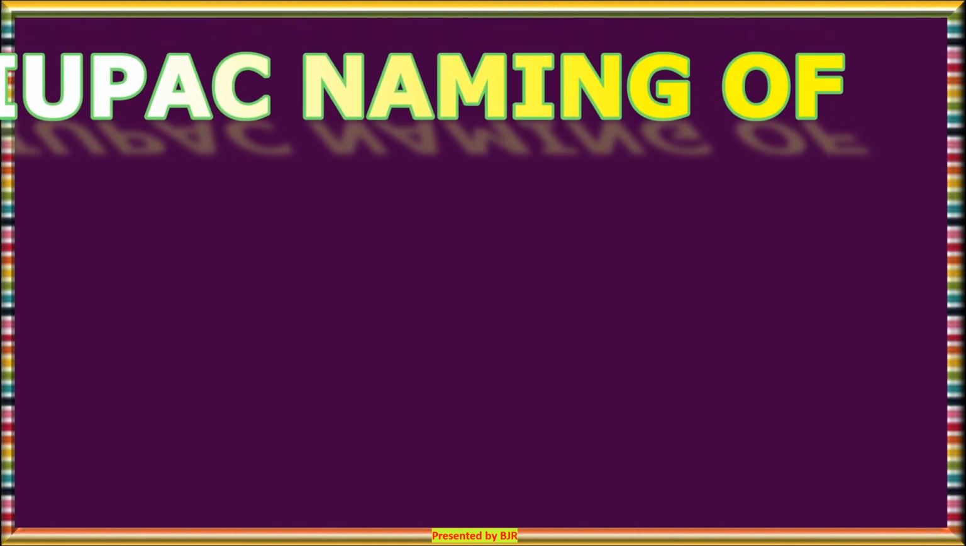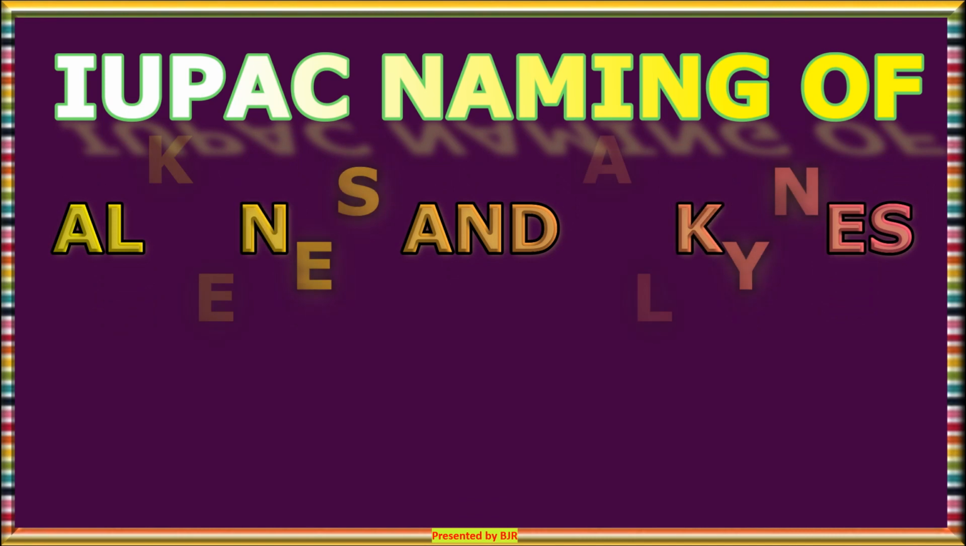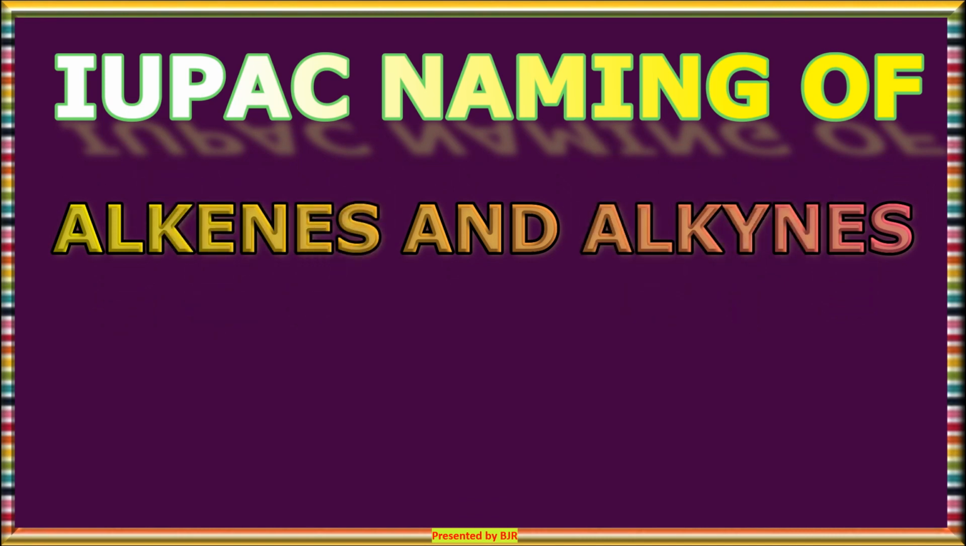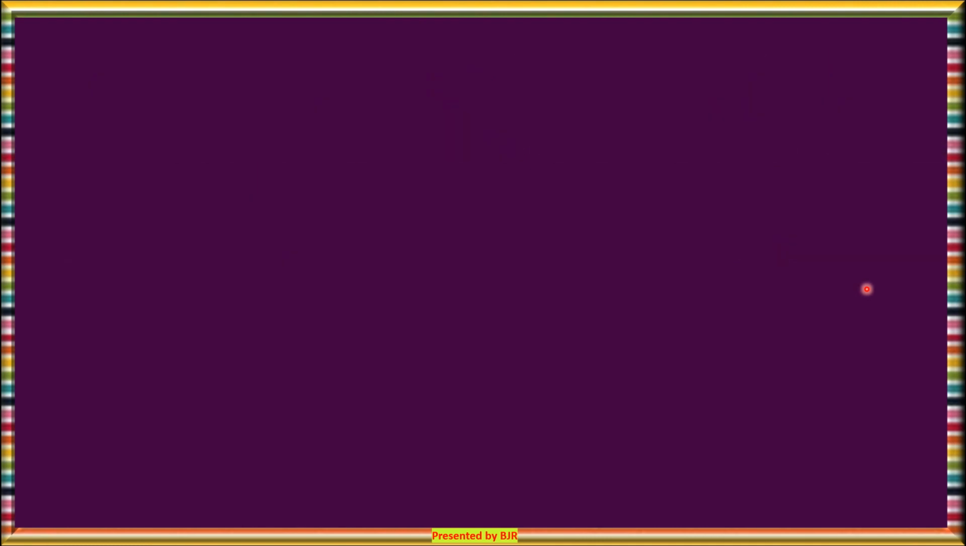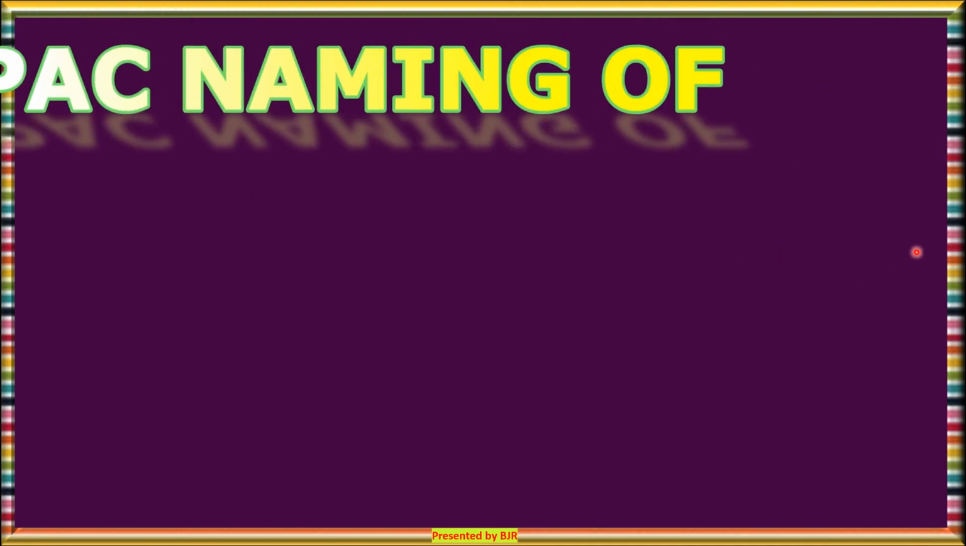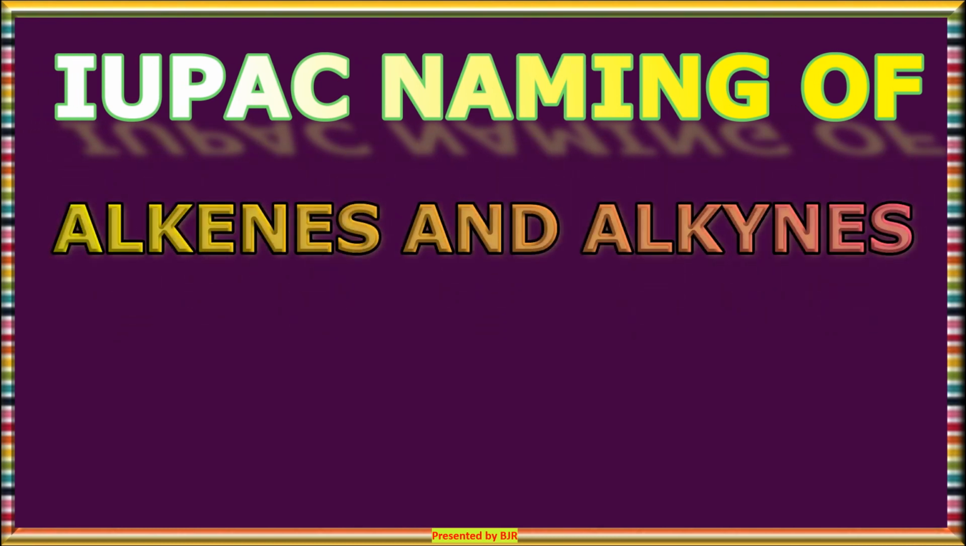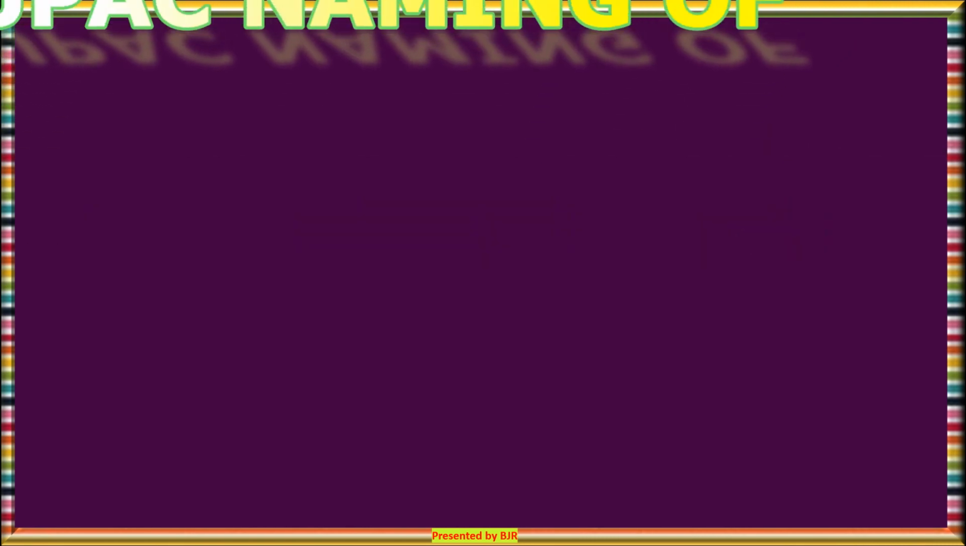And welcome back to our series on IUPAC naming of organic compounds. In the previous video, I covered the basics of naming alkenes and alkynes, containing double bonds or triple bonds in a molecule, but not both. In this video, we will explore the continuation of naming when we encounter compounds that contain both double bonds and triple bonds.